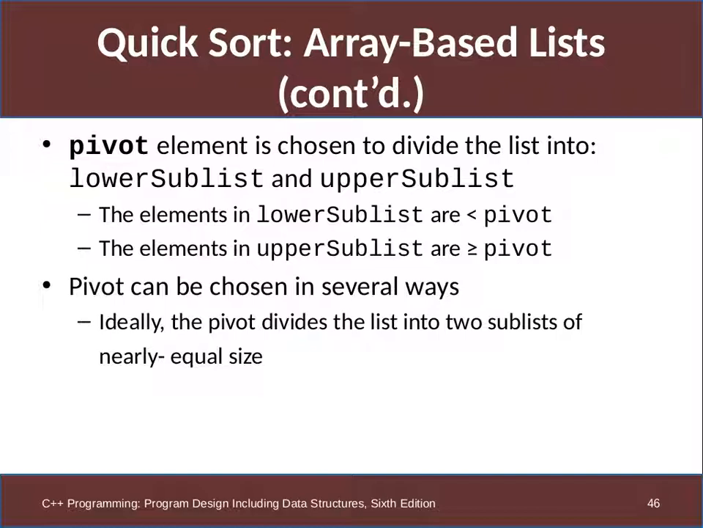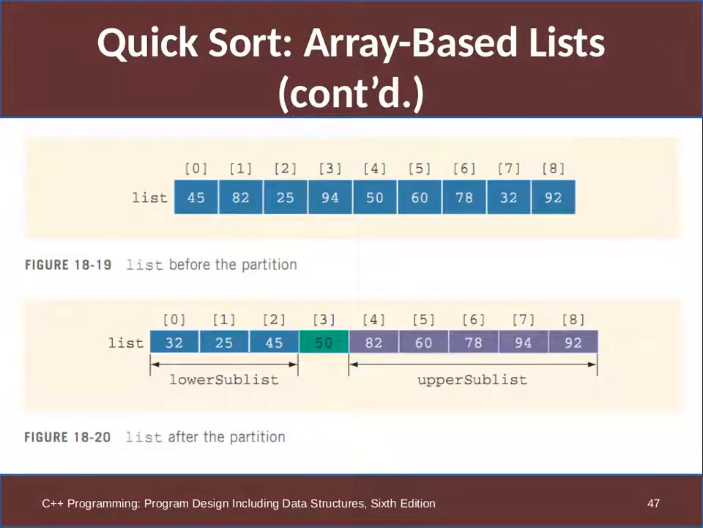There are many ways to choose a pivot. Ideally, you want to have the pivot divide the list into two sublists of nearly equal size. I really hope they give a picture of how this works. All right. So, let's say you have this array up here. Wow, they don't go through the steps.